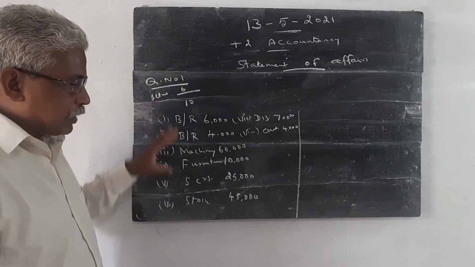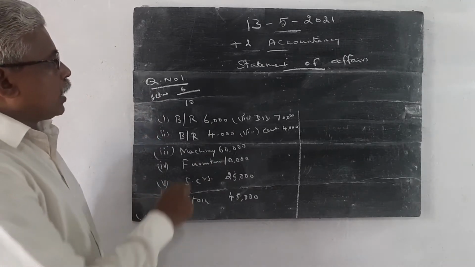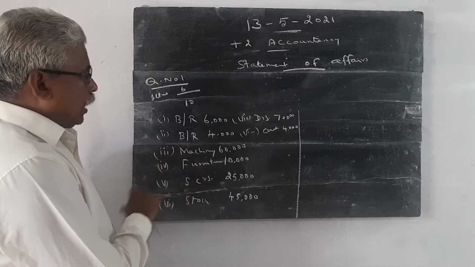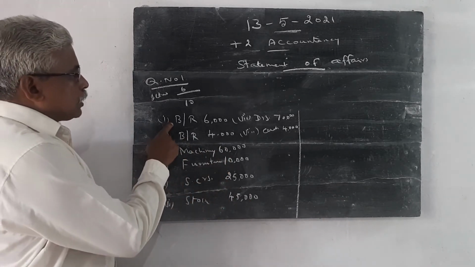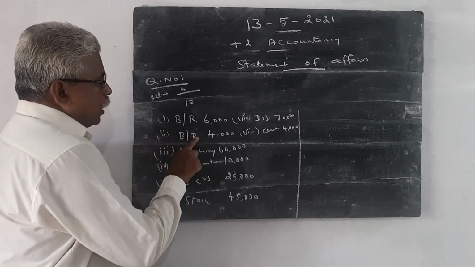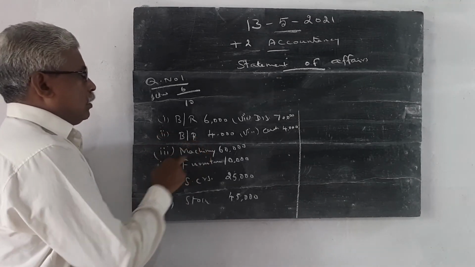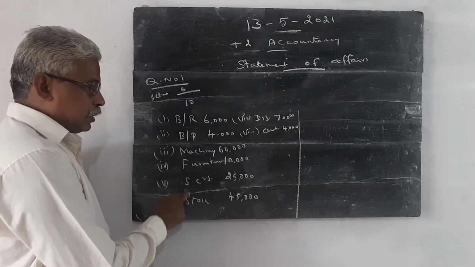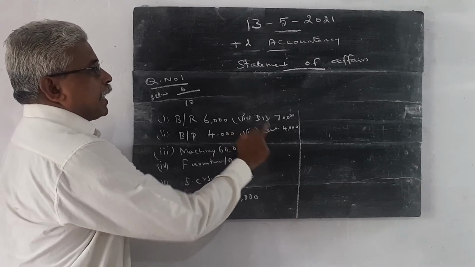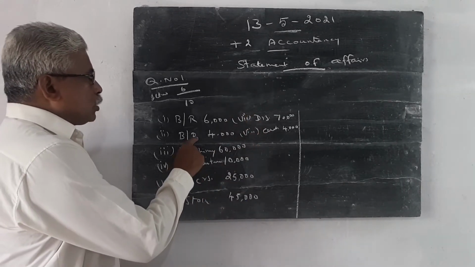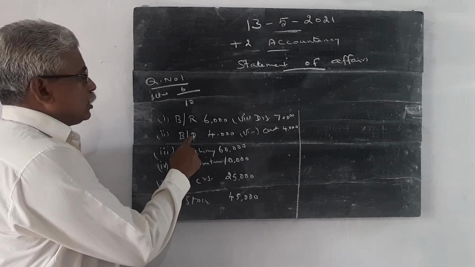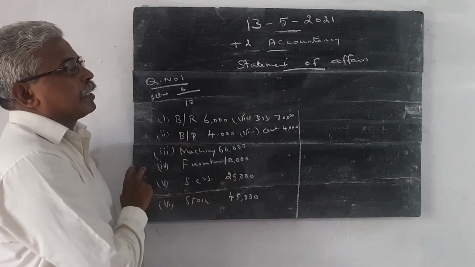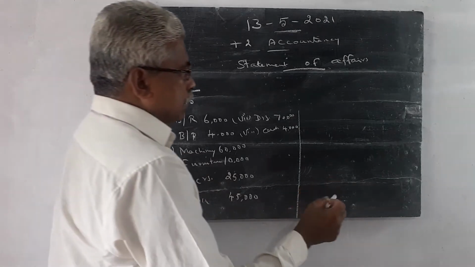We have to classify which items come in the asset side and which items come in the liability side. Bills receivable is an asset, bills payable is a liability, machinery is an asset, furniture is an asset, sundry creditors is a liability, stock is an asset, sundry debtors is an asset, cash is an asset. So bills payable and sundry creditors, these two items come in the liability side. The remaining items are entered in the asset side. So we prepare the statement.